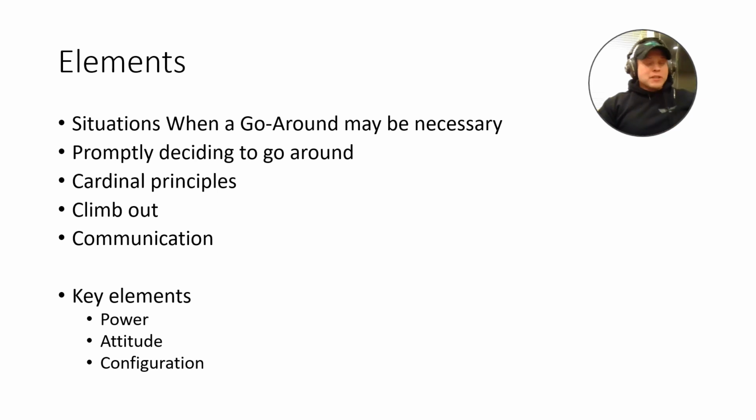Now, here are the elements that we're going to cover today while talking about going around. We're going to talk about the situations when a go-around may be necessary, how to make a prompt decision to go around, the cardinal principles of a go-around, climb out, and then communication or comms. The key elements I want you to take away from this are power, attitude, and configuration, and we'll get into those and what we mean by that here in a second.